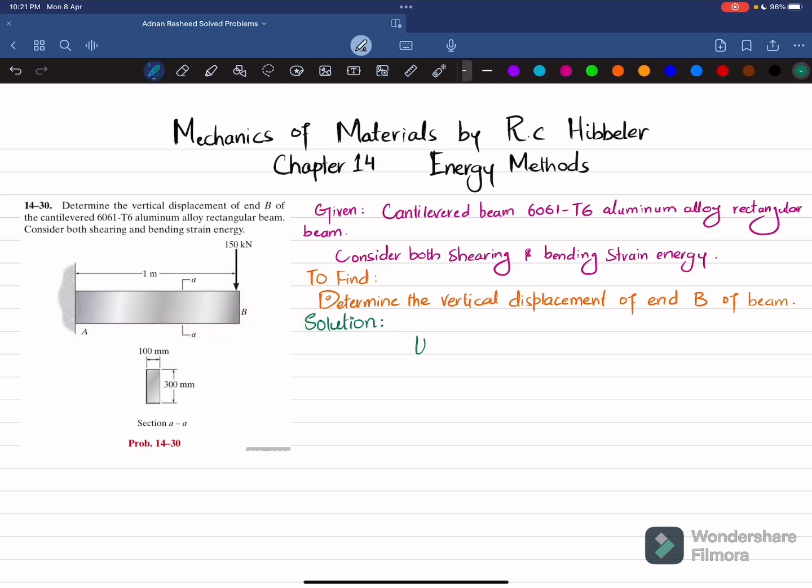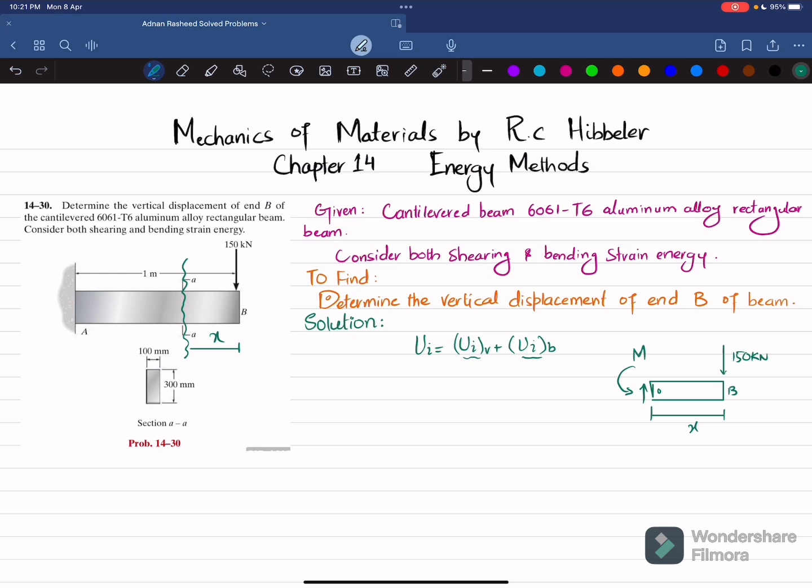So we know that total strain energy, including shearing energy, will be U due to shear plus strain energy due to bending. So we'll find the strain energy due to shearing as well as the strain energy due to bending. For that, I have to cut this beam at a distance of x from this end B, and we will draw the free body diagram. This is the beam. This is the distance x. This is point B, having a point load of 150 kilonewton. When you cut this beam, you will have a shear force V and a moment M. And this is point O.